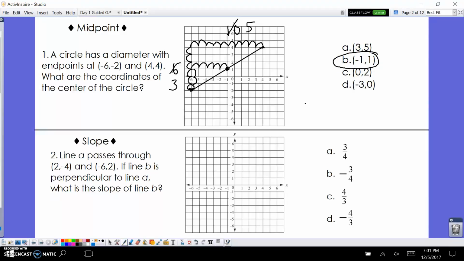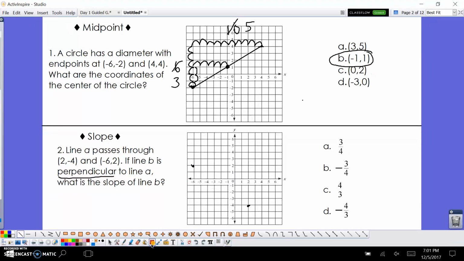Alright, so that's midpoint. Now we're going to look at slope. Slope is very easy. So if we're looking at perpendicular slope, we know we have to flip the fraction and change the sign. So let's look at 2, -4, so right in here. We have -6, 2. What we need to do is make a line from those. The line's not going to be perfect, but there it is.